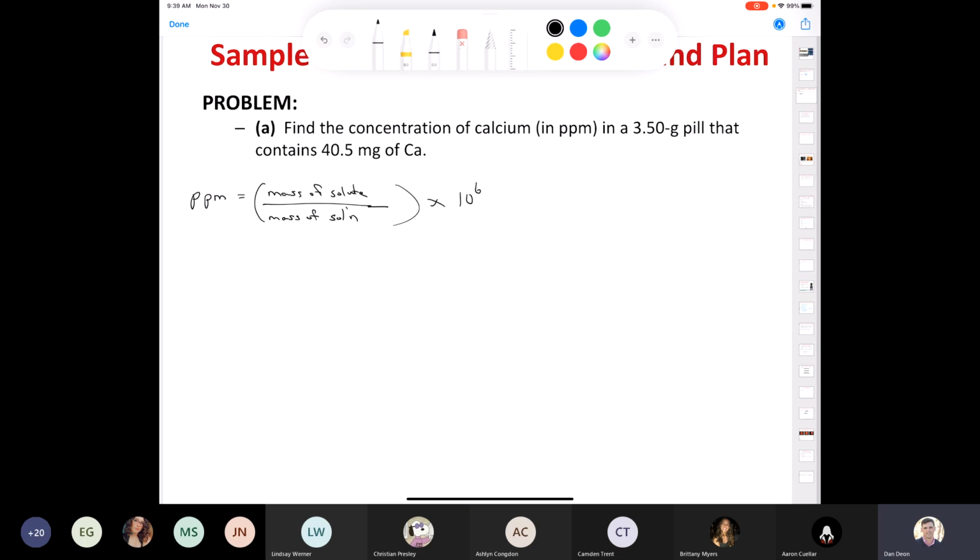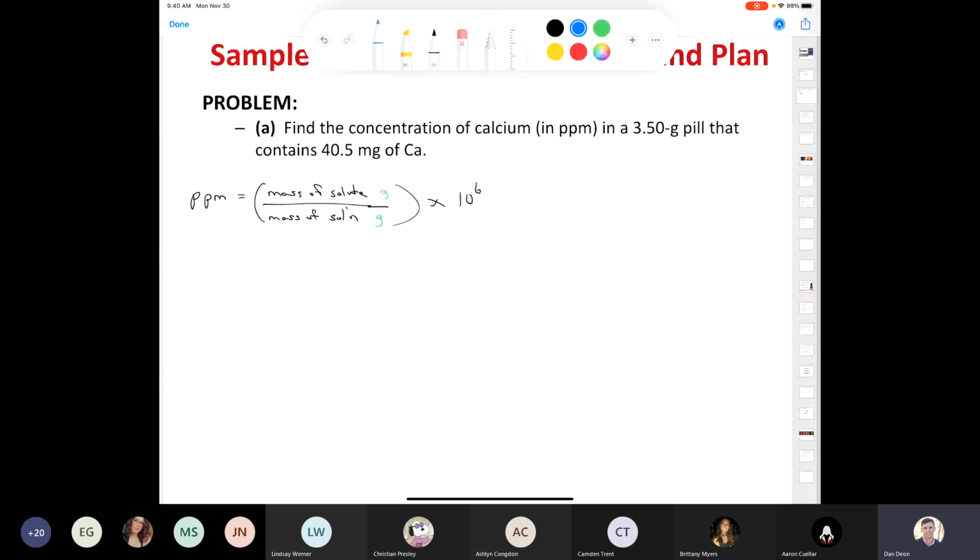Now, again, it's important that the units are the same. I've got 2 different types of units here: milligrams and grams. I'm going to choose to put everything in grams, just because. And if you want to put everything in milligrams, no problem. You'll get the same answer. So we're going to have the mass of the calcium, the solute, in grams, and the mass of the solution in grams.